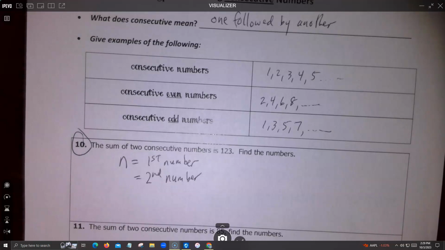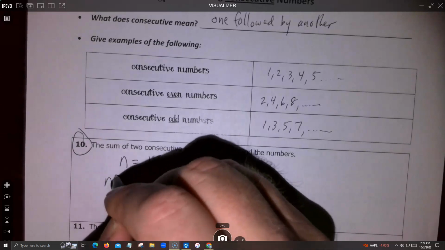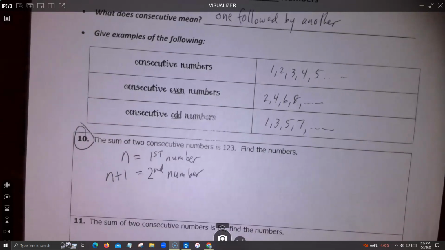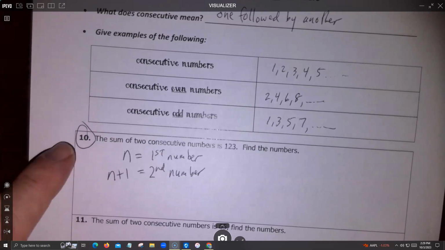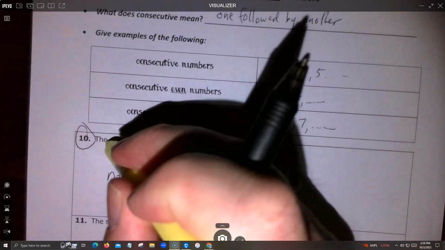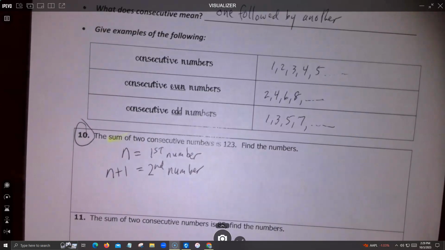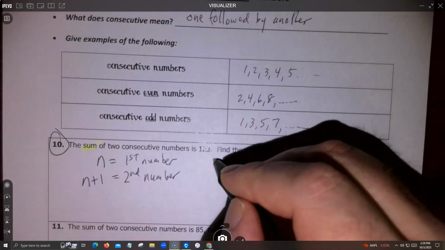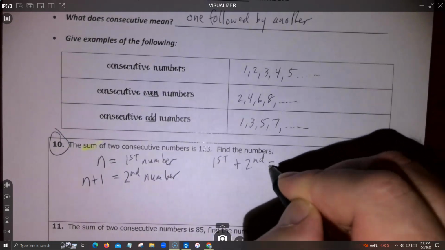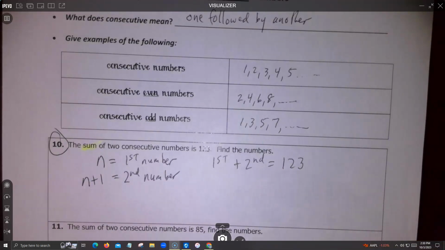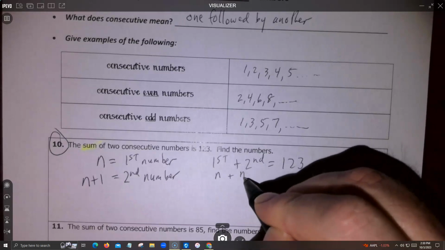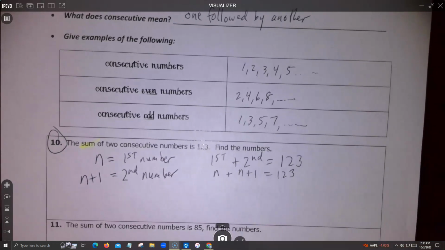So if, let's say, the first number were 8, how would I get to 9? If the first number were 12, how do I get to 13? Like, how do I get to the next number? All I have to do is add 1. So whatever the first number is, if I add 1 to it, I get the second number. Okay, and that's how this works. So the sum, which again, sum is addition, I'm going to do that to both of these things. So basically it's the first number plus the second number, and adding together will give me 123. So the first number is n, the second number is n plus 1, and they total 123.